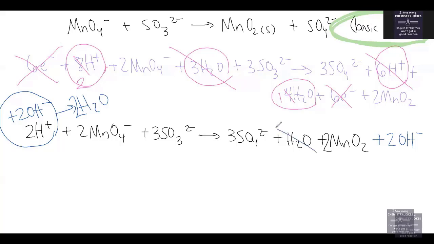And then I can cancel out things one more time to get rid of my 1 water on the product side and leave 1 water on the reactants. So really, truly, we are finished this time. And this really large equation is our final balanced equation.